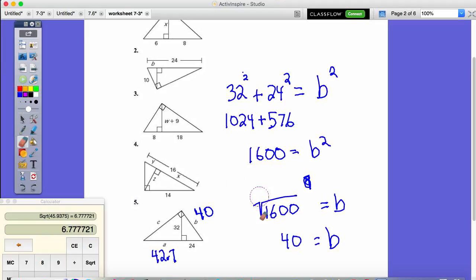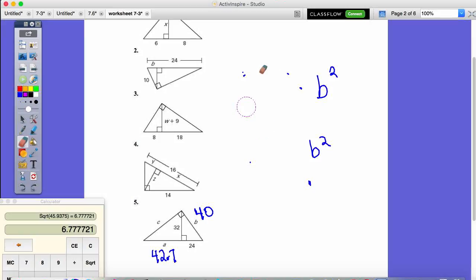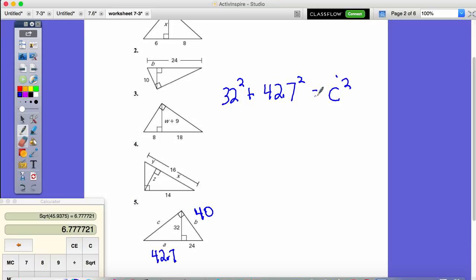Now, to find C, I could do three different things. I could set up a geometric mean leg theorem. I could use C as a leg of this whole large triangle and use Pythagorean theorem, but I'm going to use C as the hypotenuse of this right triangle that has one side leg of 32 units long and the other side leg of 42.7 units long.